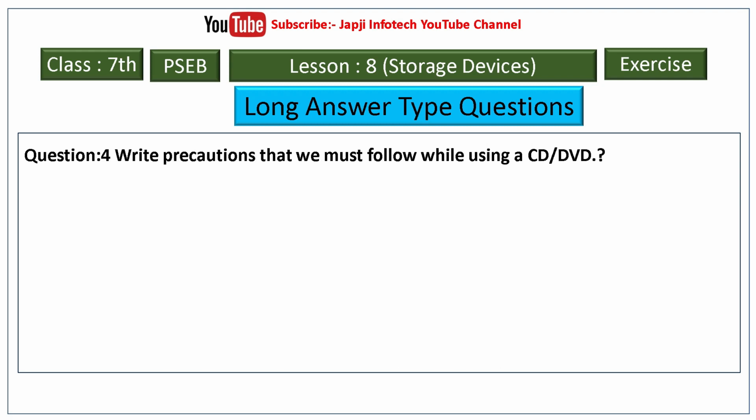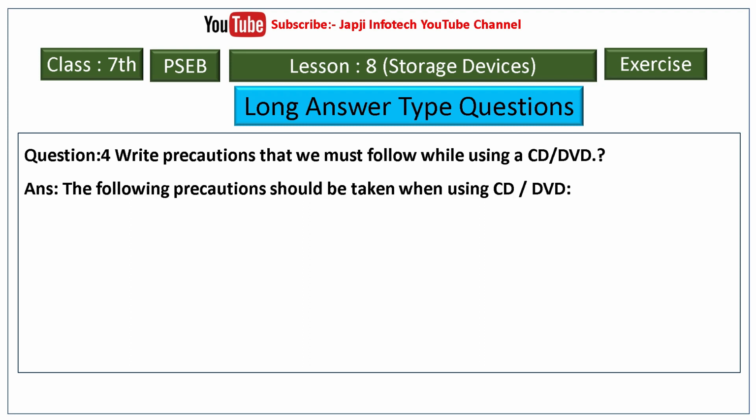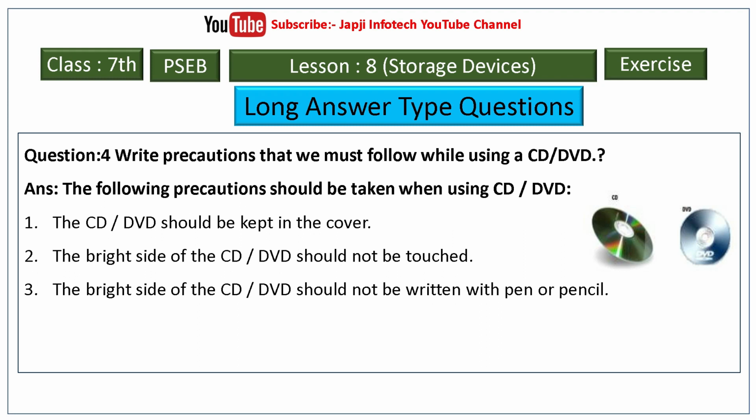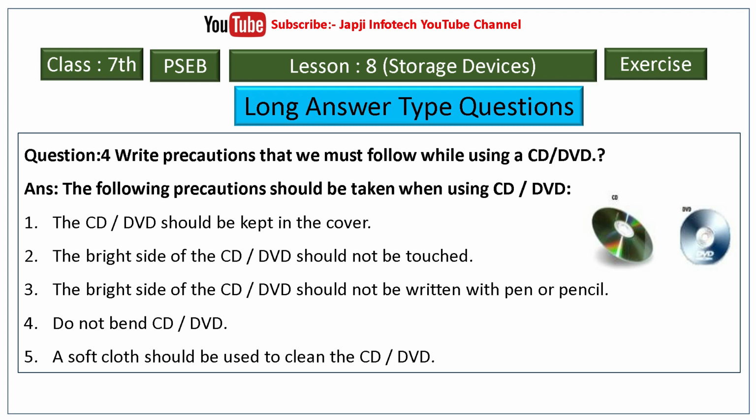The first question is, write precautions that we must follow while using a CD or DVD. So the following precautions should be taken when using a CD or DVD. The first one is, the CD or DVD should be kept in the cover. Second one is, the bright side of the CD or DVD should not be touched. Third one is, the bright side of the CD or DVD should not be written on with pen or pencil. Fourth one is, do not bend the CD or DVD. Fifth one is, a soft cloth should be used to clean the CD or DVD.